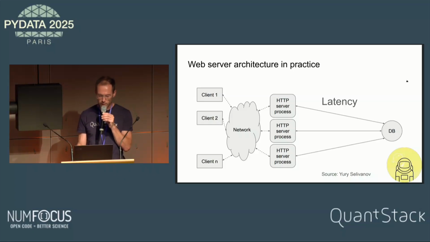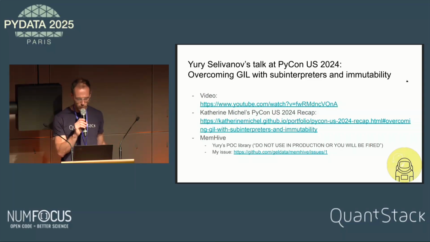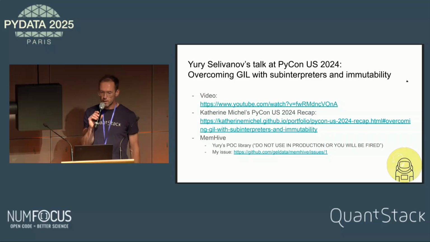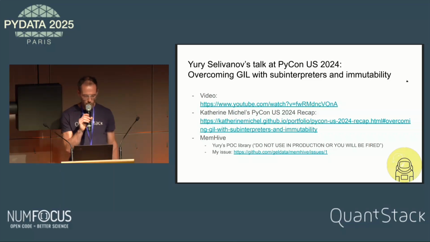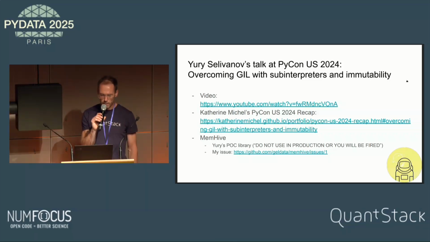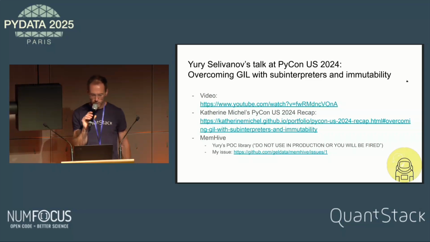All the credit goes to Yuri Selivanov, who made a talk at PyCon US last year called Overcoming GIL with Subinterpreters and Immutability. You can find the video on YouTube. There is a nice recap by Catherine Mitchells there. You can take a picture and check it out later.